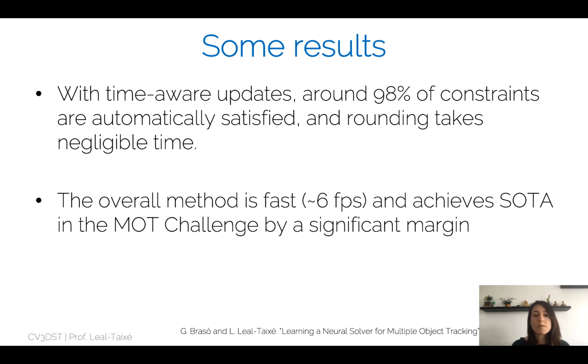Now, overall, our method is fast, so it runs at 6 frames per second, which is an order of magnitude faster compared to other graph methods, and it also achieves state-of-the-art results in the MOT challenge benchmark. So this paper has really been a strong push forward for the tracking community to actually start to do learning in the natural MOT domain, which is actually a graph domain.